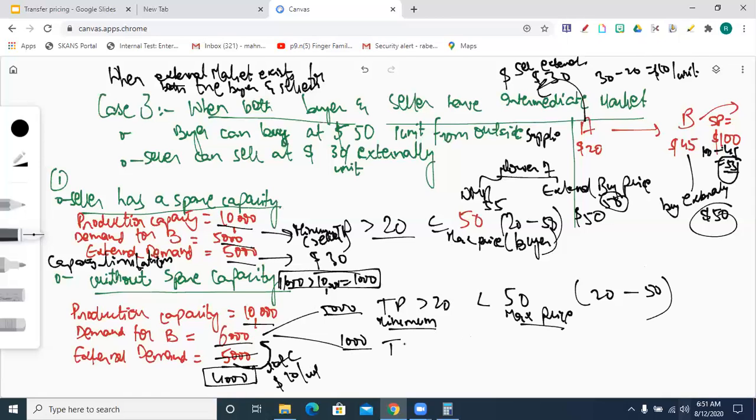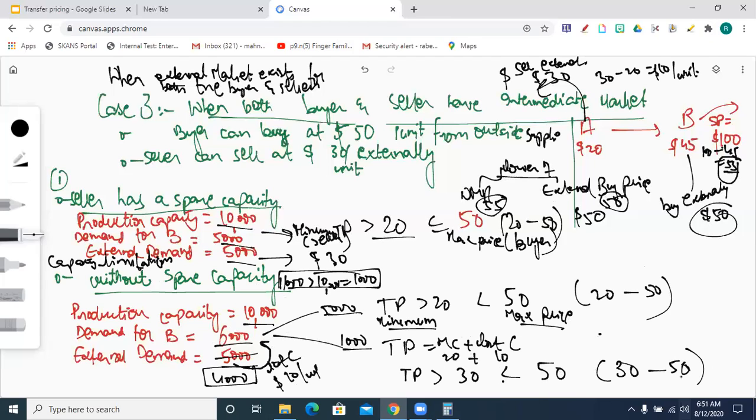So here the minimum is going to be marginal cost plus lost contribution. Marginal cost is 20 and lost contribution is 10. So the minimum transfer price would be over 30, but less than the lower of, same rules, net marginal revenue or external market price. Now it's going to be lower than 50. So the ideal transfer price for these units, where there's a capacity limitation and no spare capacity, would be in the range of 30 to 50.